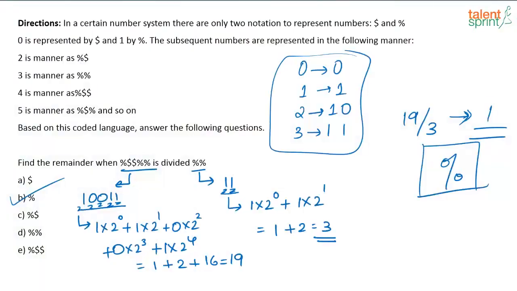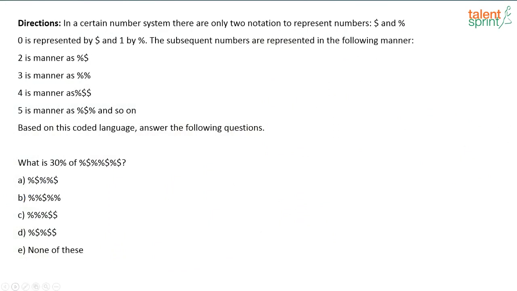Now, let us look at one more question of this type so that you get more clarity. Try this question and tell me what you get as the answer. One more question of similar type. So what is given here? What is 30% of this number? Now how do you represent this number? Percentage dollar. What is percentage? Percentage is 1. Correct? So 1 0 1 1 0 1 0. This is the number.